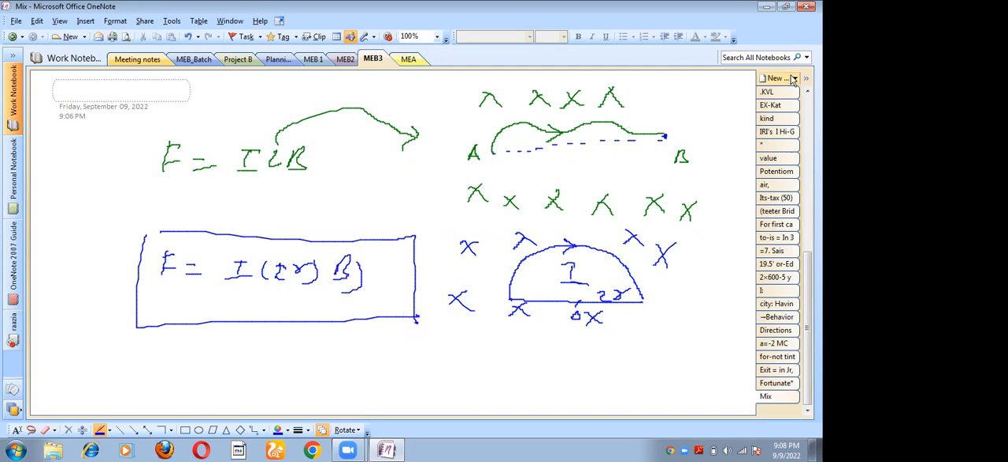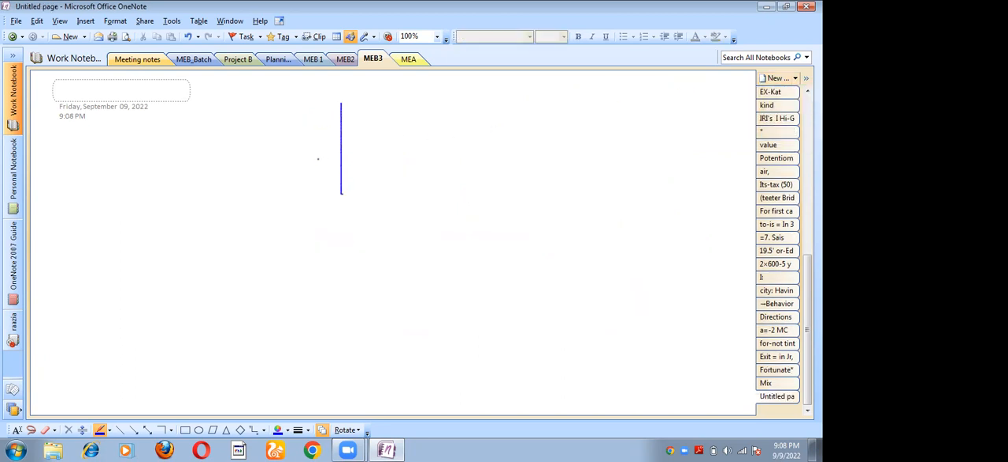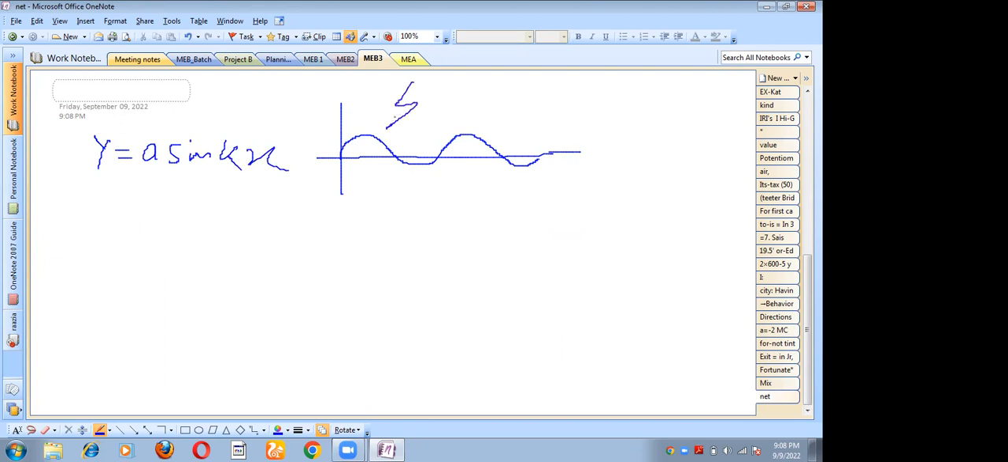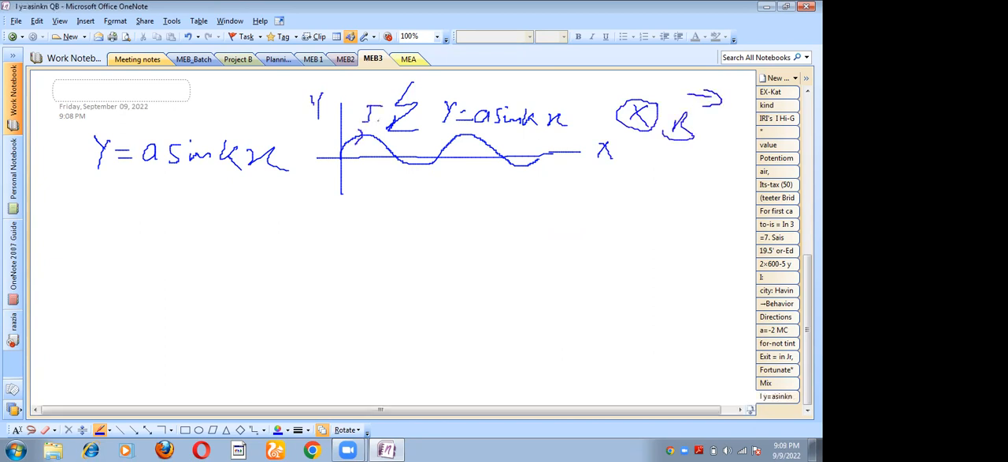Suppose the wire is sinusoidal, like this. I have seen some questions where the current carrying wire is like this, and sometimes the equation is given, like y is equal to a sine kx. The equation of this curve is given. Suppose we have a wire placed in a magnetic field which is going inward, and the current in the wire is I. You have to find the force on this current carrying wire. The shape of the wire is sinusoidal.